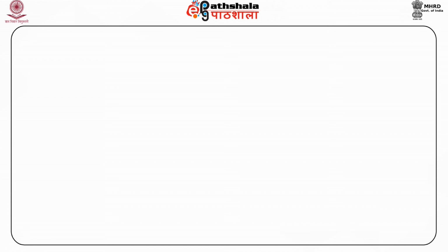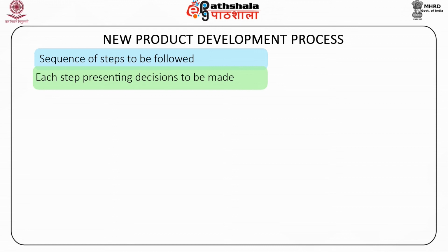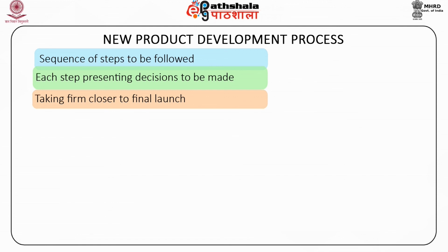This given diagram shall help us understand the process of new product development as typically carried out by firms. There is a sequence of steps to be followed, with each stage presenting decisions to be made in turn, taking the firm closer to the final launch. The process requires close cross-functional collaboration to make product launch a success.